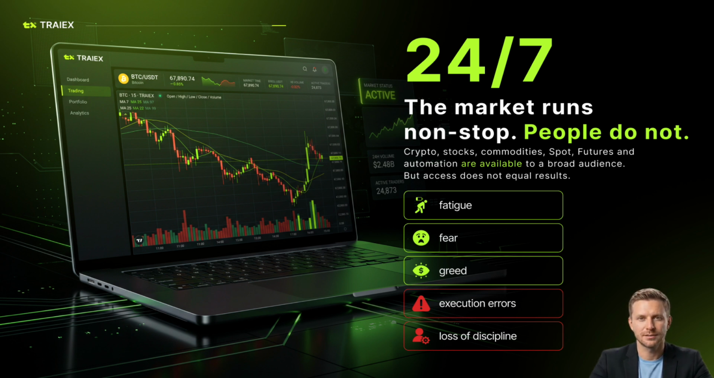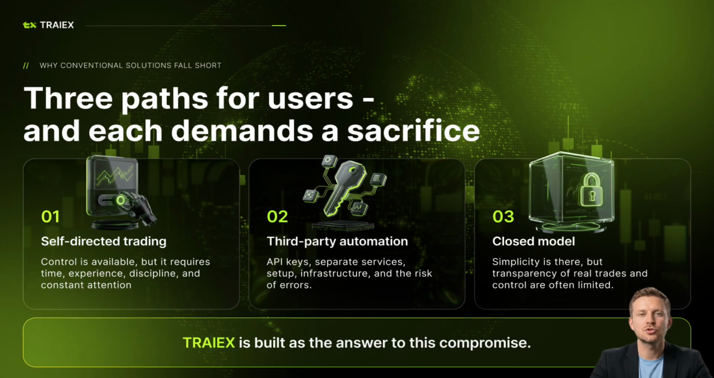Automation seems like the logical answer, but here the user faces a new choice. The first option is to trade on your own. The user stays in full control but takes on all the complexity: analysis, discipline, execution, and risk management. The second option is third-party automation. It often means finding software, creating API keys, choosing the right permissions, connecting several services, sometimes running separate server infrastructure, and constantly checking that the whole chain still works.